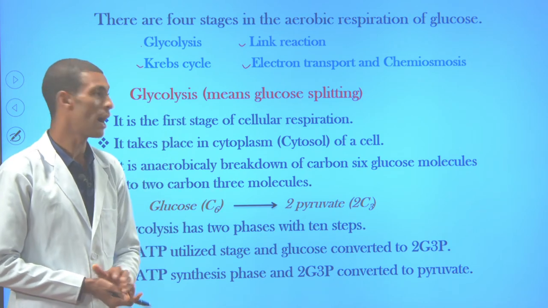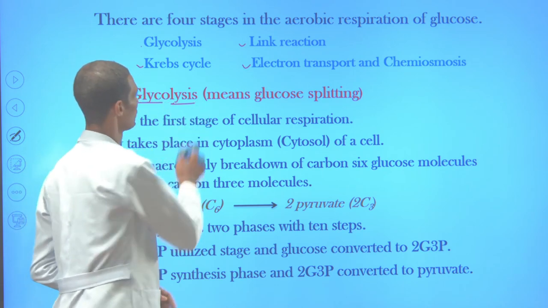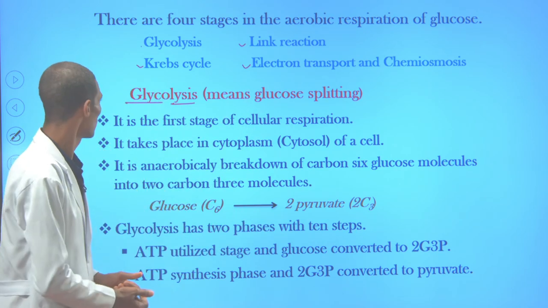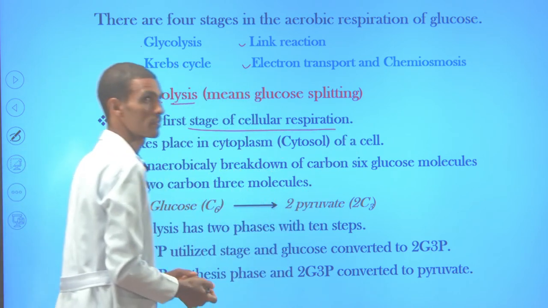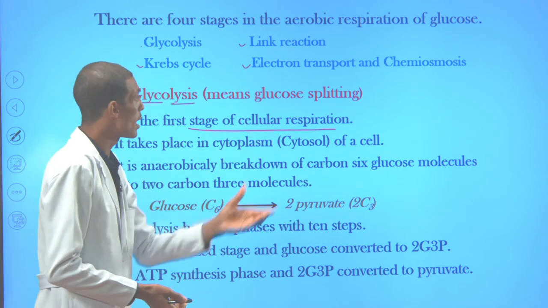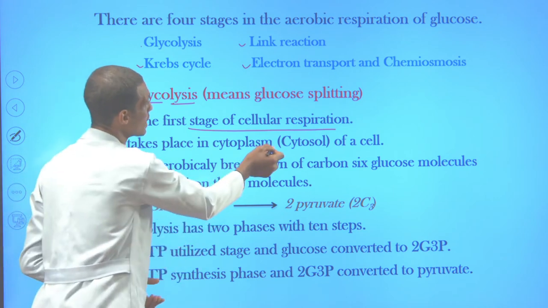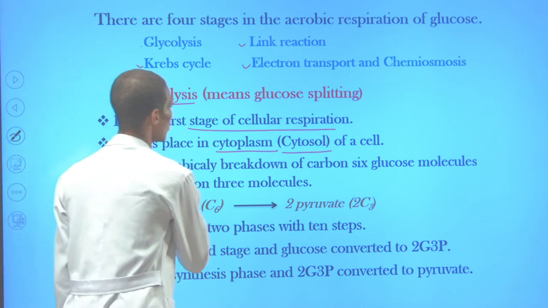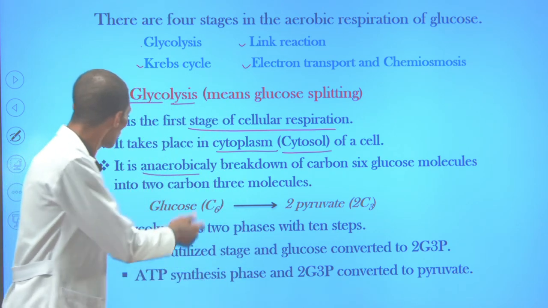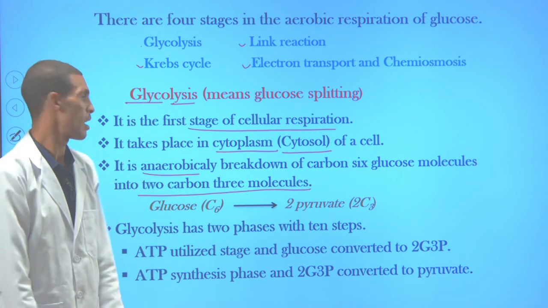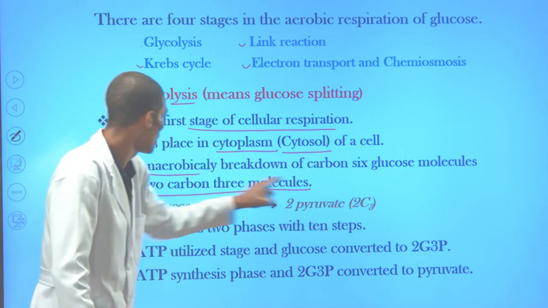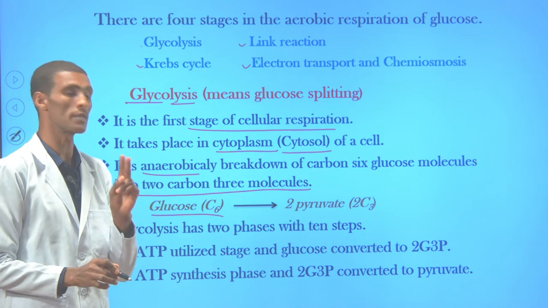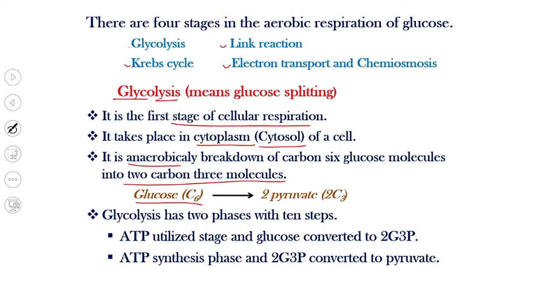When we say glycolysis, as its name indicates, it is the splitting of glucose, breaking down glucose into smaller ones. It is the first stage of cellular respiration, where glucose starts to be split to release energy stored in the form of ATP. It takes place in the cytoplasm or cytosol of a cell. This process breaks down glucose, which is a carbon 6 molecule, into two carbon 3 molecules anaerobically. Here, glucose, which is a hexose containing carbon 6, breaks down into two carbon 3 molecules, which are pyruvate.